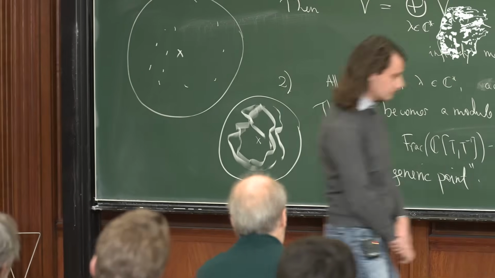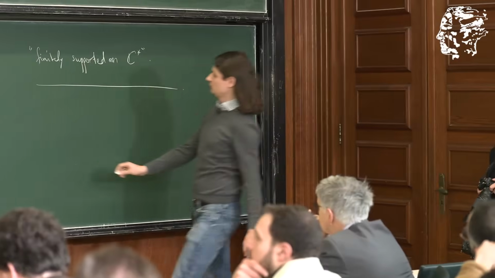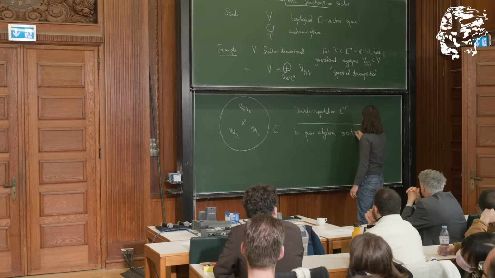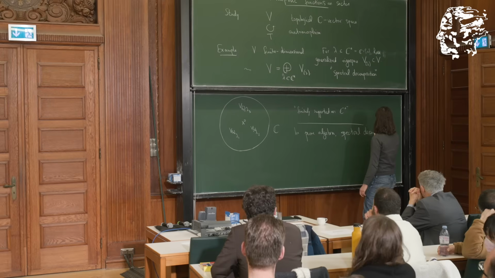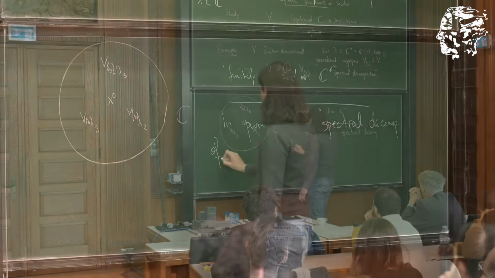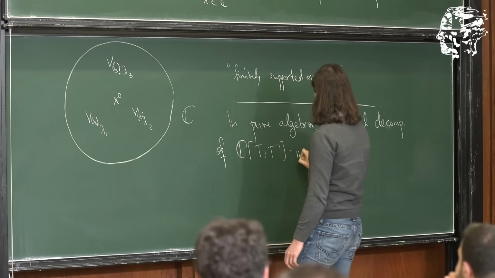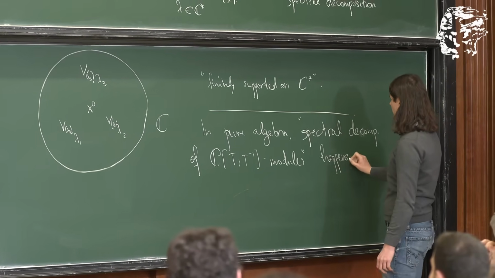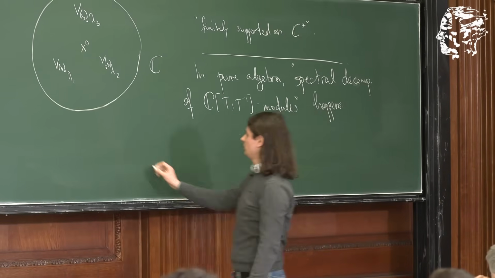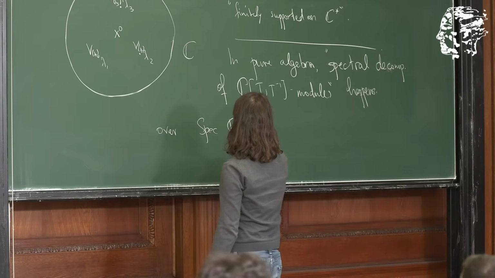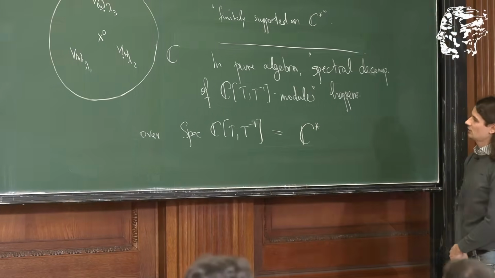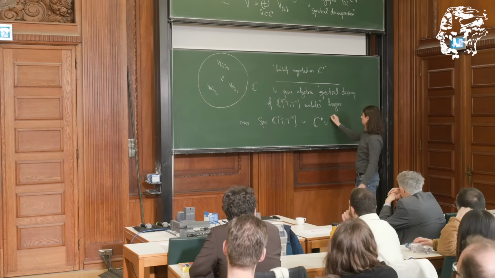Right, so in pure algebra, when we're trying to do such spectral decompositions of modules, still have a bit of space here, let me write it here. So in pure algebra, some of the spectral decomposition of such modules, C adjoint T, T inverse modules, happens over some space that is conveniently called the spectrum of this thing, which is just C star, so it can have a spectral decomposition at those usual points, and then one generic point eta.